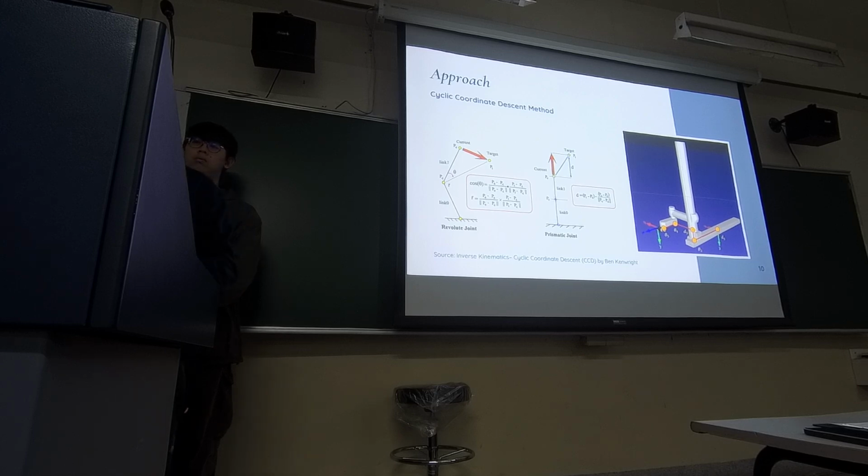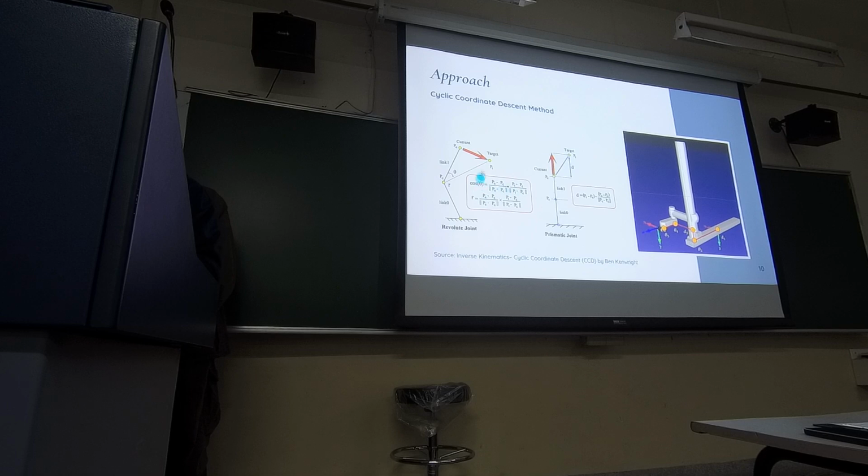This slide presents the CCD method, a widely used approach for solving inverse kinematic problems. The goal of IK is to adjust the position or angle of a multi-joint system so that the end effector reaches a specified target. For a revolute joint, a rotation joint, the method adjusts the angle between the current position and the target. The angle is calculated using the cosine formula.